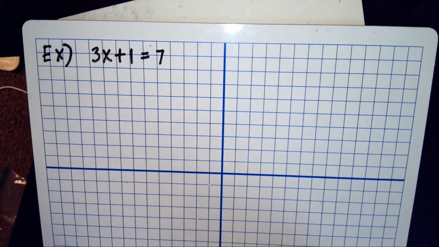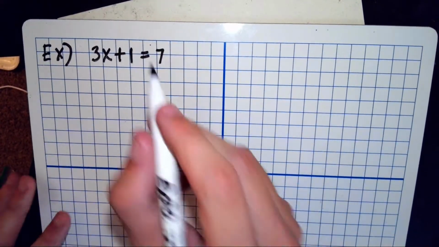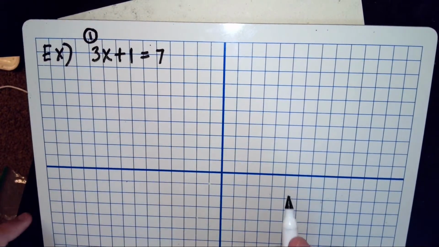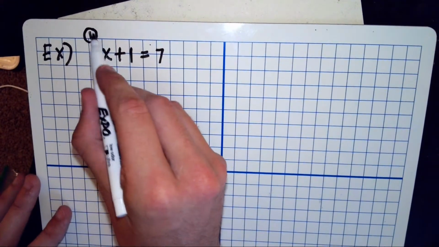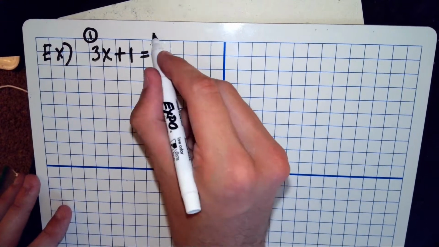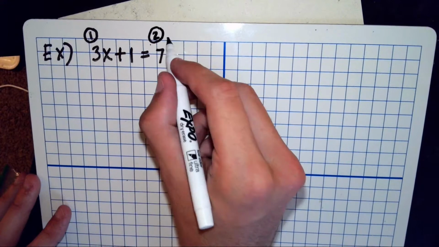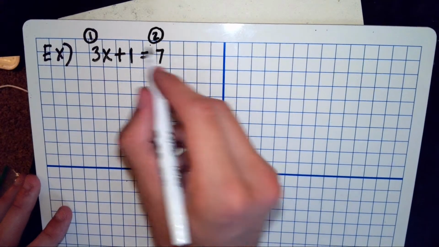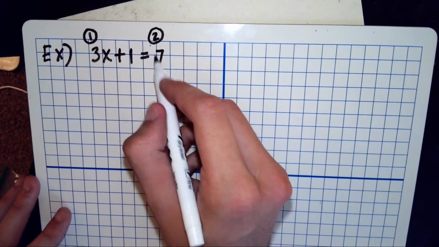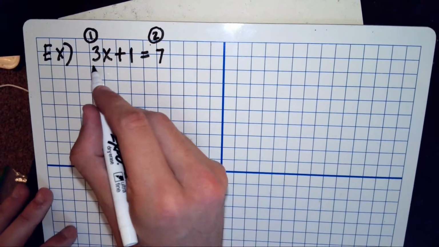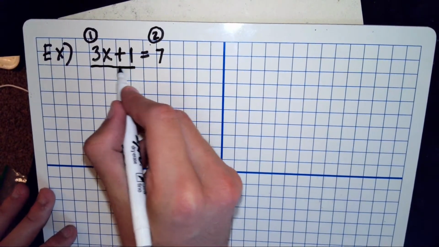The way that you can picture this is you can picture this as one part of the equation, 3x plus 1, and then this as the other. So these are both functions on their own, right? This is like function 1, this is like function 2. So we want to first begin by graphing this as its own separate function.